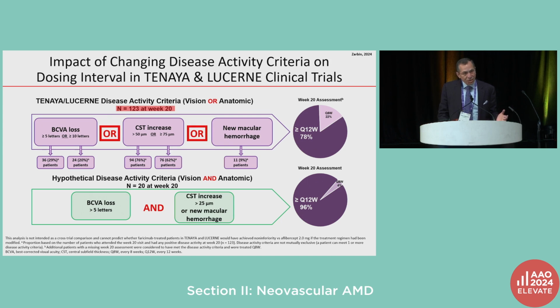This meant that they had a change in vision and/or a change in anatomy and/or new macular hemorrhage. If we required that there was both a change in vision and a change in anatomy, then the number of active patients was reduced from 123 to 20, which is an 84% reduction. So the effect of this change in the definition of disease activity was to extend the durability estimate from 78% to 96% of the patients being maintained with injections Q12 weeks or longer.